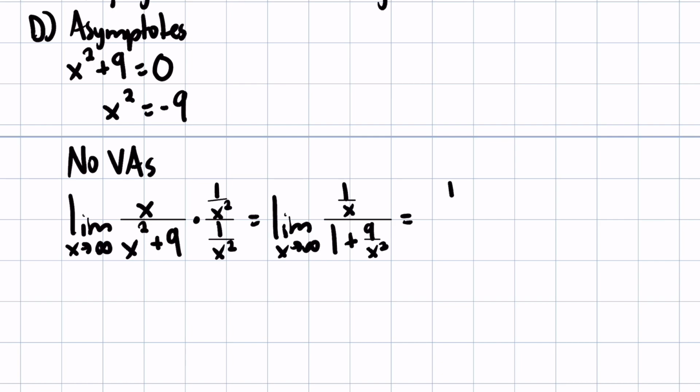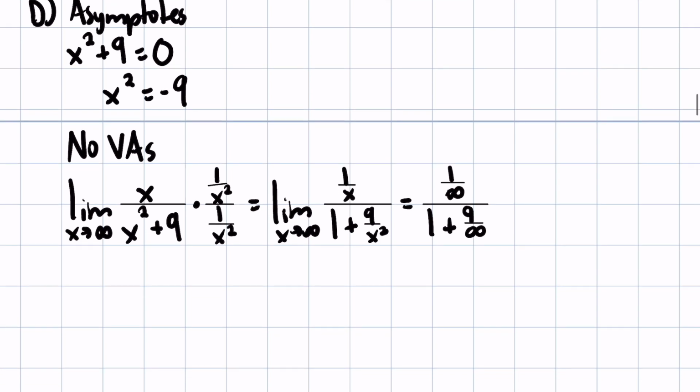So now we can plug in infinity. We have 1 over infinity over 1 plus 9 over infinity, and infinity squared is just infinity. 1 over infinity is 0. 9 over infinity is 0. So we have 0 over 1, which is 0. So we do have a horizontal asymptote going towards positive infinity at 0. Now we need to look at what's going on approaching negative infinity.